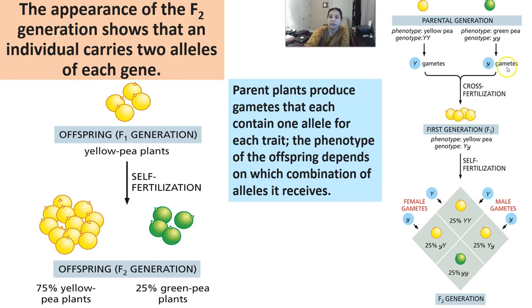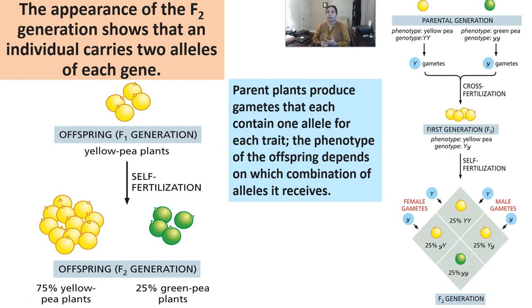Here is another example where you have your cross spelled out. This is again looking at the yellow and green peas. In the first generation you get all yellow peas, and then when they self-fertilize you get that 3-to-1 ratio.